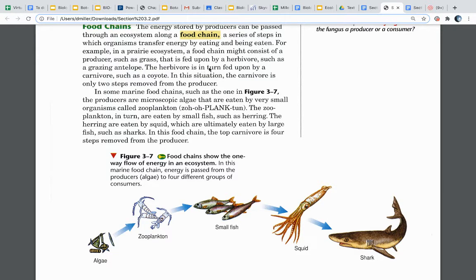The herbivore is in turn fed upon by a carnivore, such as a coyote. In this situation, the carnivore is only 2 steps removed from the producer.